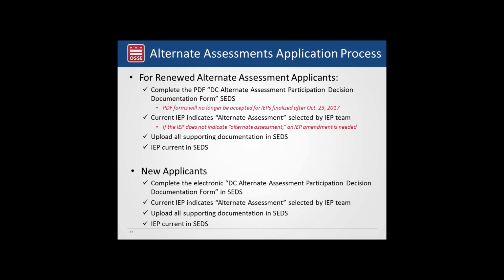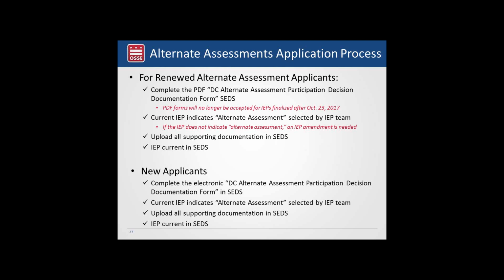Also, ensure that the current IEP indicates alternate assessment. Make sure that it's selected on the IEP. If the IEP does not indicate alternate assessment, an IEP amendment is needed. So again, the current IEP must indicate alternate assessment and it must be selected by the IEP team. If it does not, an IEP amendment is needed. Also, upload all supporting documentation into SEDS and ensure that the IEP is current in SEDS.